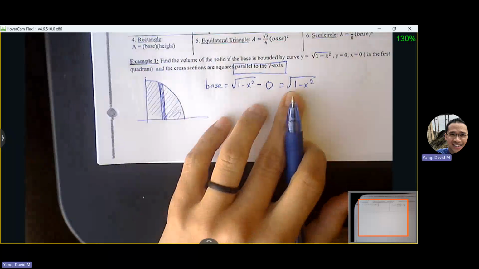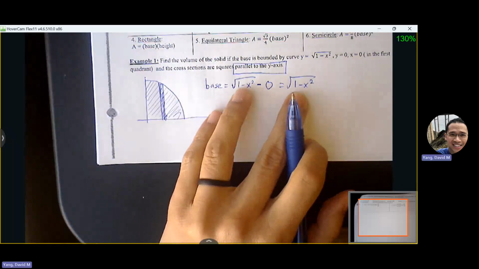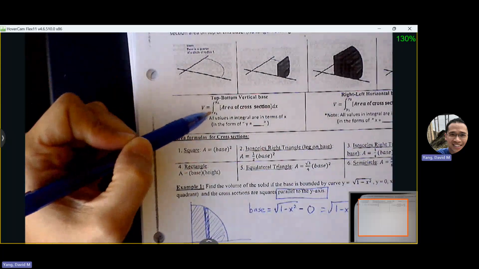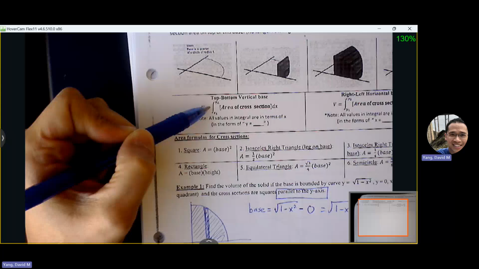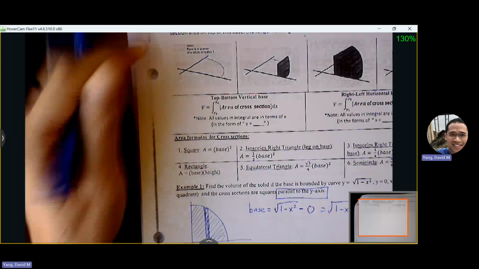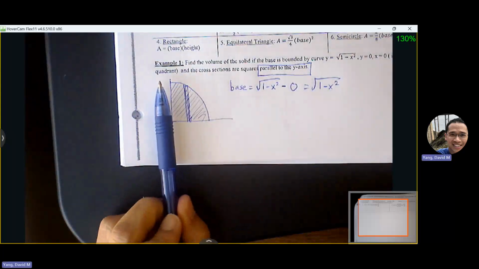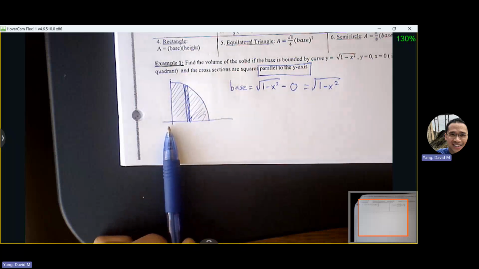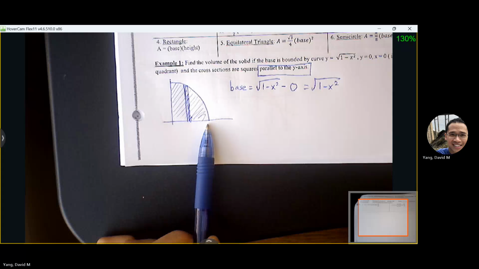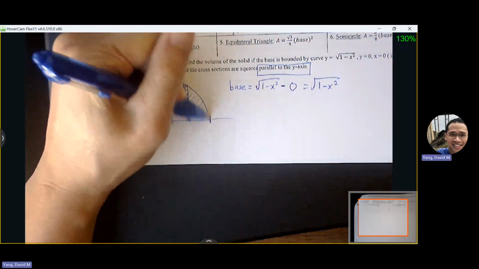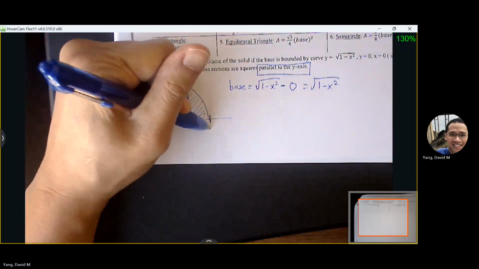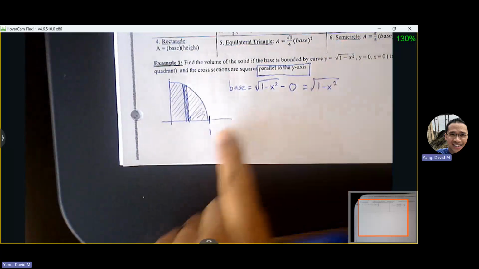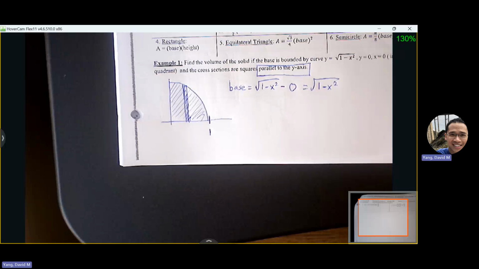Okay, and then my bounds, because everything's in terms of x, we're going to use the top minus bottom vertical base formula. So our bounds is also in terms of x. So we're basically adding these infinitely thin squares from one end to the other. So what are our bounds going to be, from 0 to, what's the x-intercept here? Just 1, right? So if I set root 1 minus x squared equal to 0, that's just going to be equal to 1. So my bound is going to be from 0 to 1.